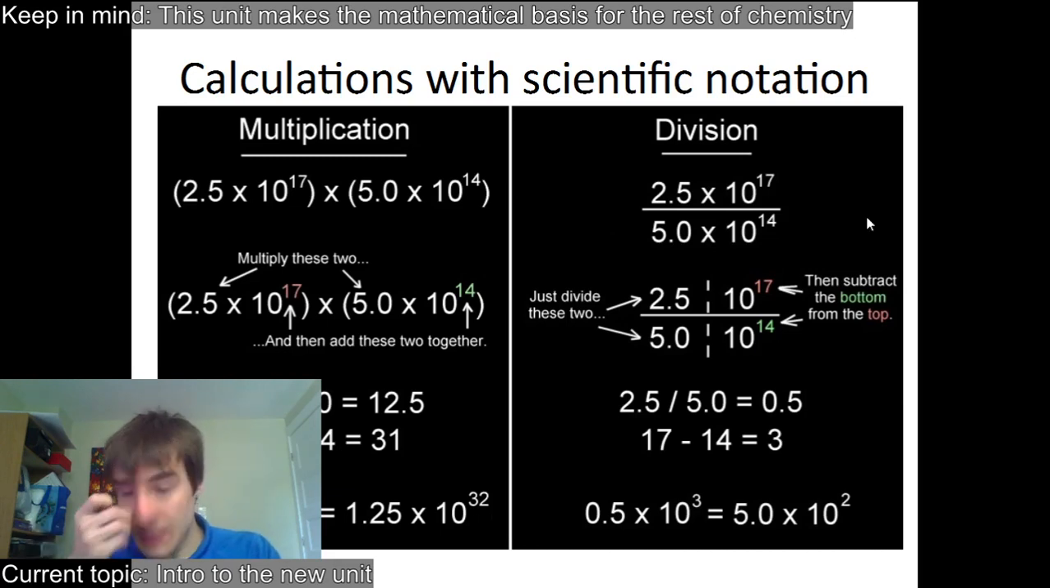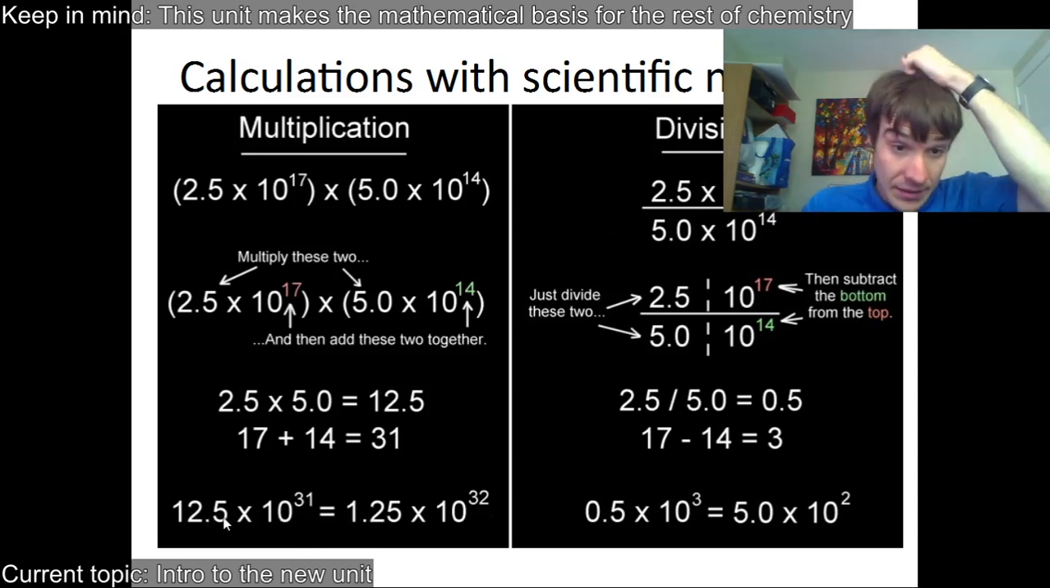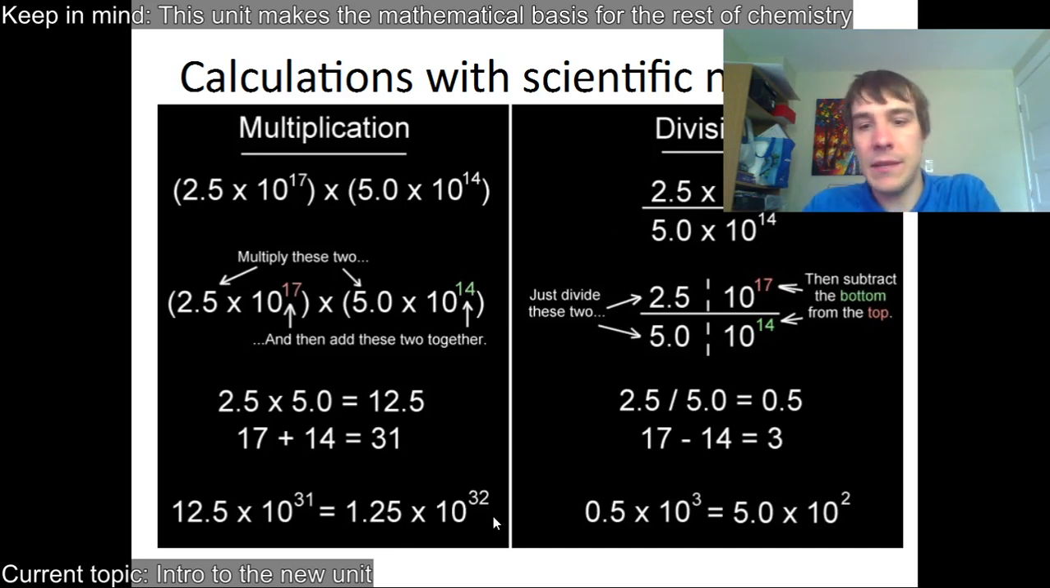Calculations with scientific notation. One of the reasons that scientific notation is really cool is because of powers of 10. You can use your power laws because it's powers of 10. If you're multiplying 2 powers of 10, you can multiply the two numbers, and then you can also just add the exponents together, the 17 and the 14. So 31, and you get 12.5 times 10 to the 31. It's nice because you can use your power rules. It's basically distributing the multiplication. And yeah, 12.5 times 10 to the 31 or 1.25 times 10 to the 32.